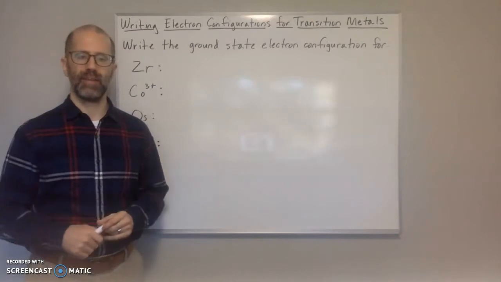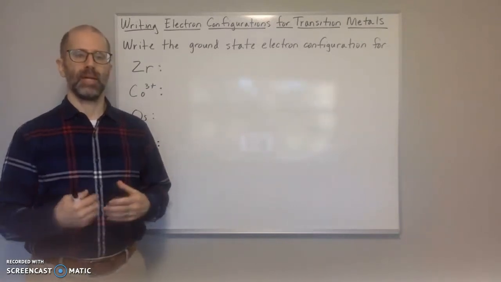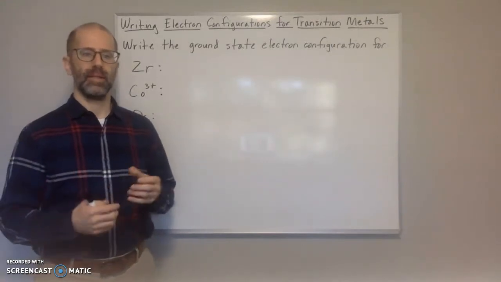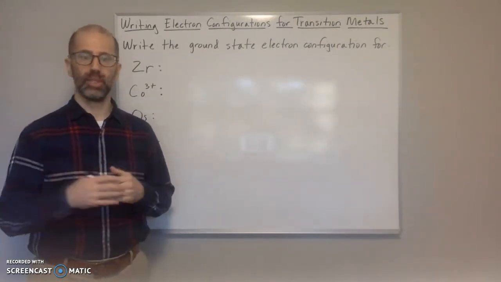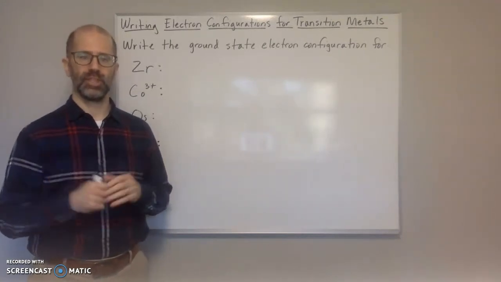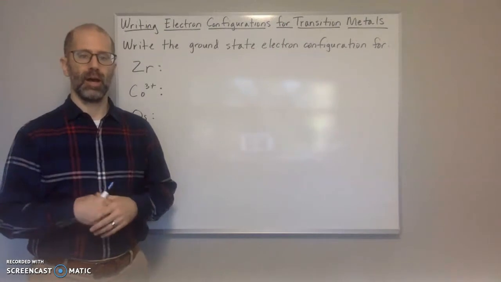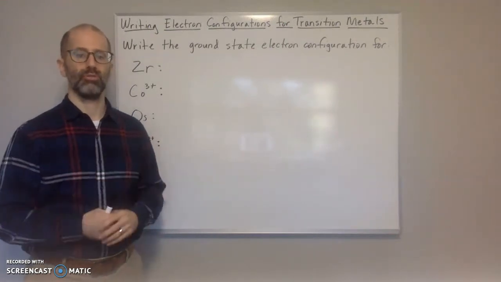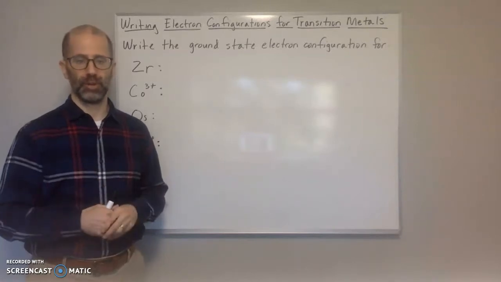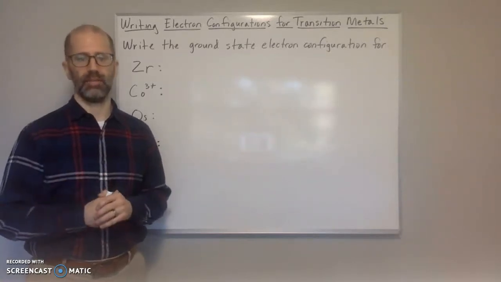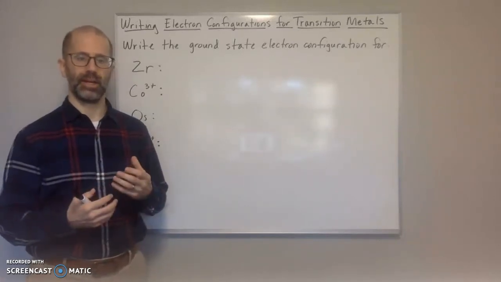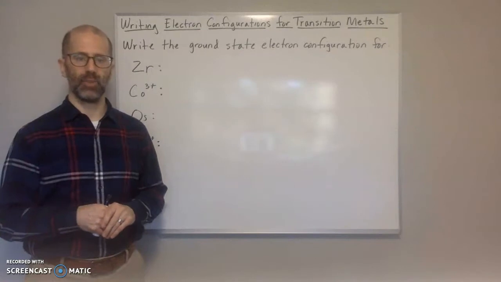In this video I'm going to show you how to write electron configurations for transition metals. Transition metals have a lot of exceptions because the D sublevels and the S sublevels tend to be closer at higher energy levels, and so sometimes there's exceptions to the rule. I'm going to go through how you generally figure out the electron configuration for the ground state of a transition element, both the neutral and the ion as well.